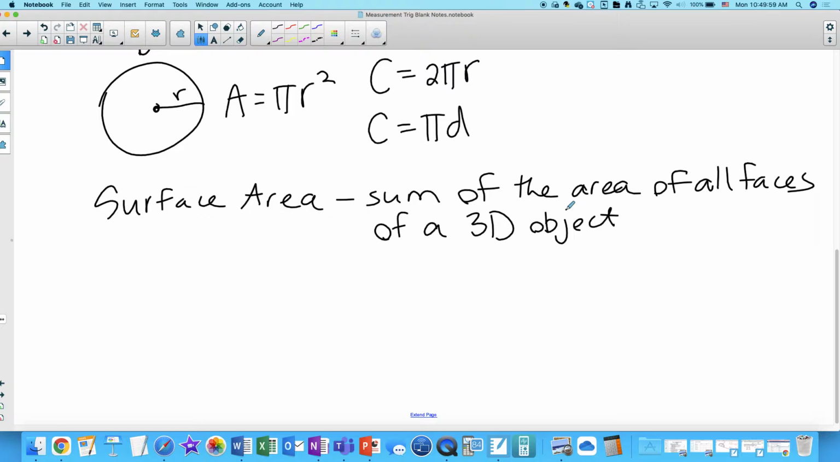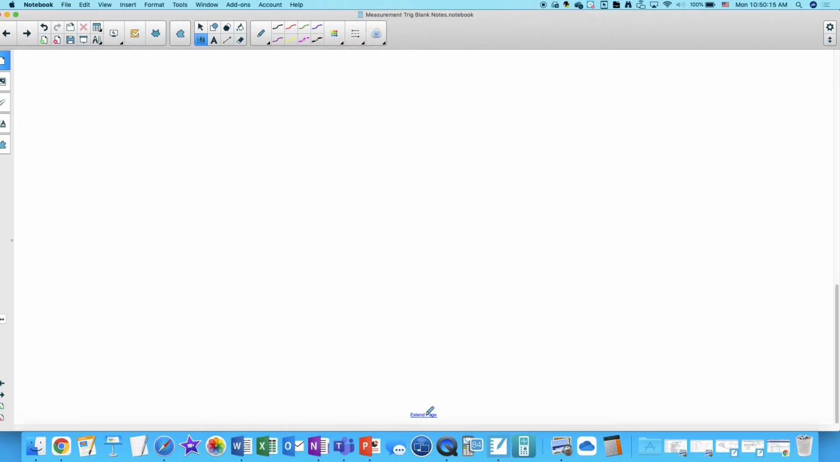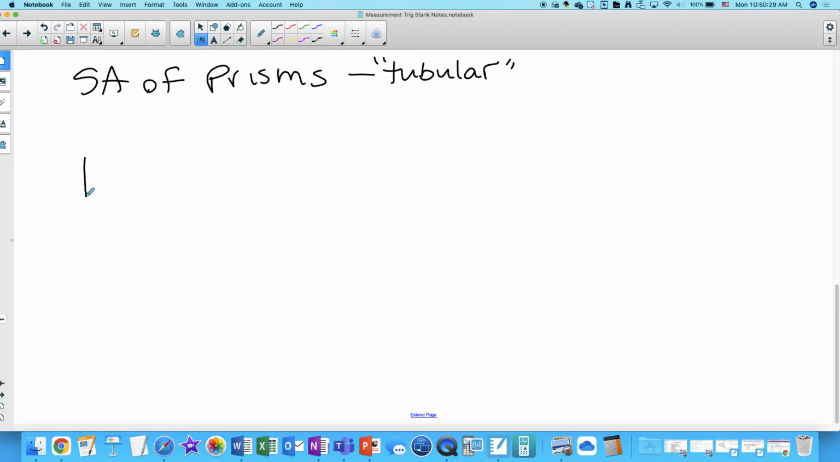Okay? And prisms, which are tubular, are named after their bases. So this is called a hexagonal prism. And this one is called a rectangular prism. Last year you looked at surface area of prisms. So you could have a rectangular prism, or a triangular prism. I always think of a Toblerone box.